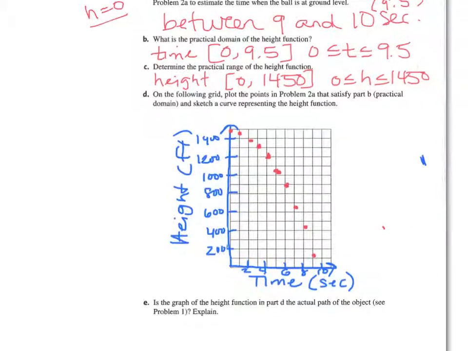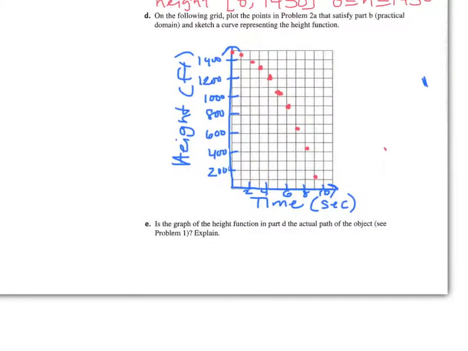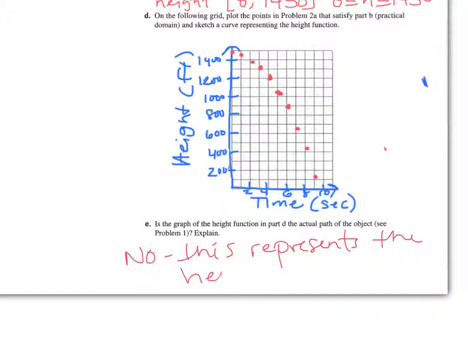Okay, and then part E is the graph of the height, the actual path. So remember, at the very beginning we started with drawing the path. This is not the path of the ball. This represents the height versus time. It's not the actual path.